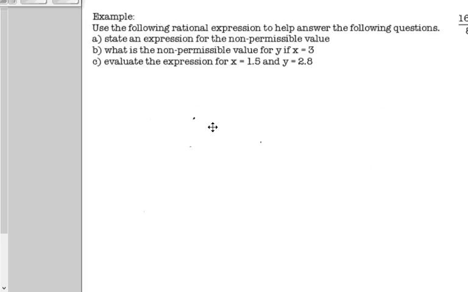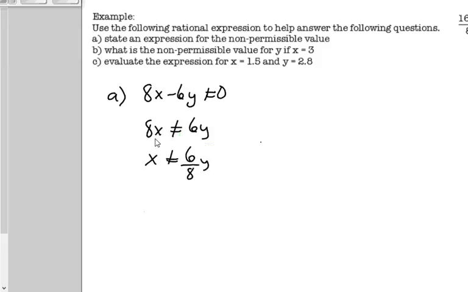The last question is a little bit more difficult because we've got 2 variables in it. So we need to determine the non-permissible values, and in order to do that, we have to do it for both x and y. Let's take a look at this. The first step is to set 8x minus 6y not equal to 0. We move the 6y over, and this time we're setting the non-permissible value for x. So we divide by 8 over here, divide by 8 over here. x cannot equal 6 over 8 multiplied by y.